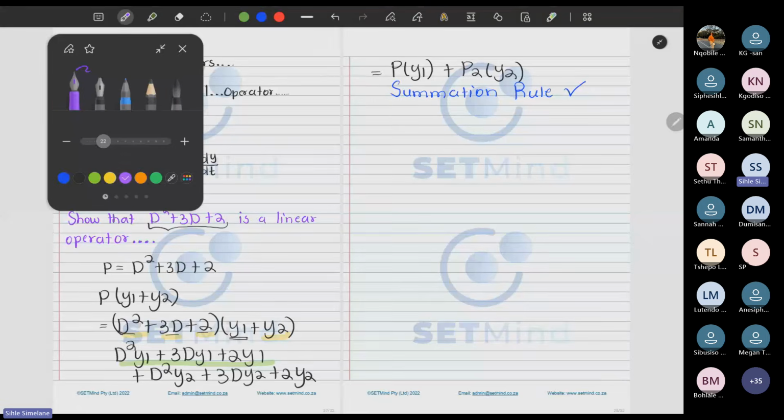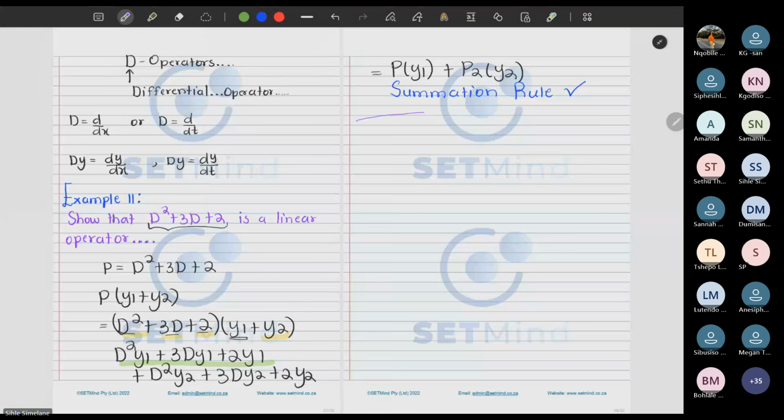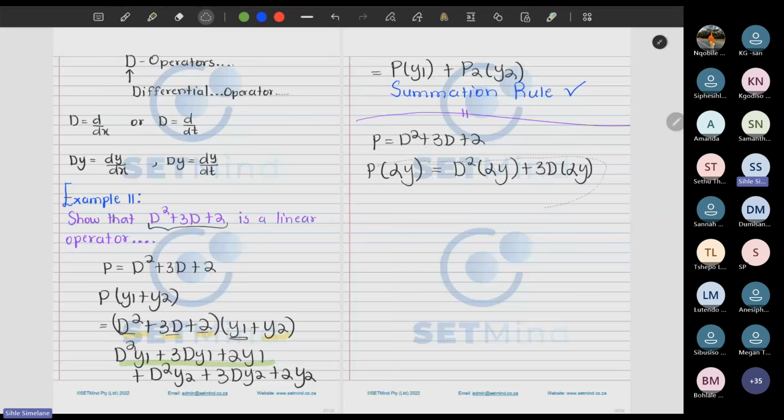And then now we need to think about the other one, which is the scaling. So we know that our P is the same as D squared plus 3D plus 2. So it means now we need to do P of alpha y. So what does it mean? It means we'll have D squared acting on alpha y, and then plus 3D acting on alpha y, and then plus the 2 which is there will be multiplied by alpha y.